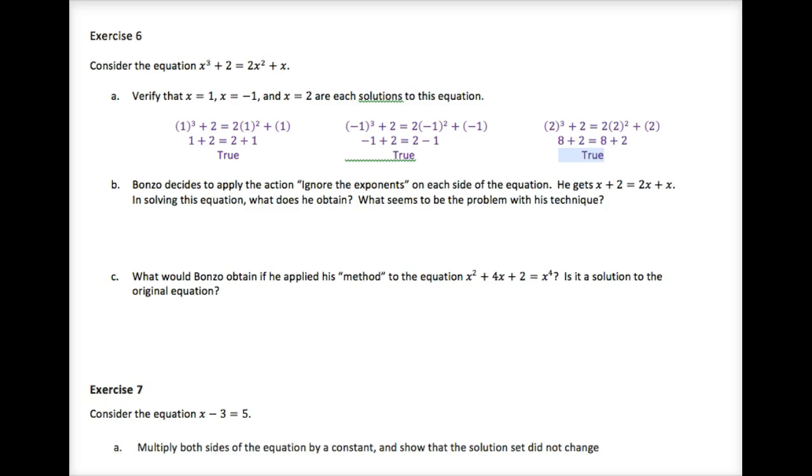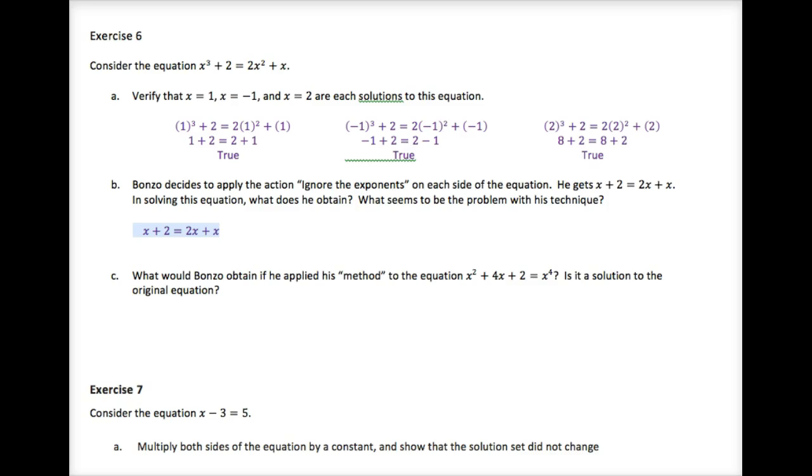So Bonzo's this guy who's got a new rule. He thinks you can ignore the exponents on each side of the equation. So he takes the equation x cubed plus 2 equals 2x squared plus x and translates it to x plus 2 equals 2x plus x. What we want to do is find out what his answer would be if he solves this problem. So let's have a look.